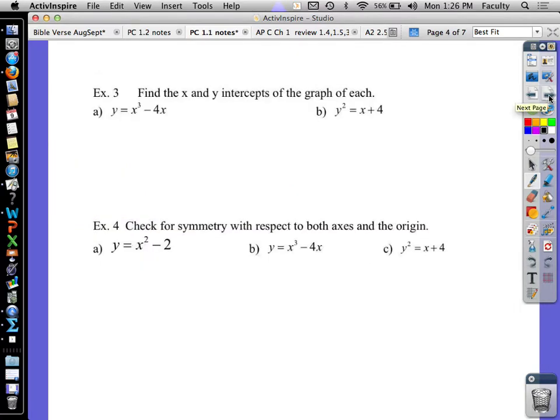All right, try example 3 on your own. Find the x and y intercepts of the graph of each.